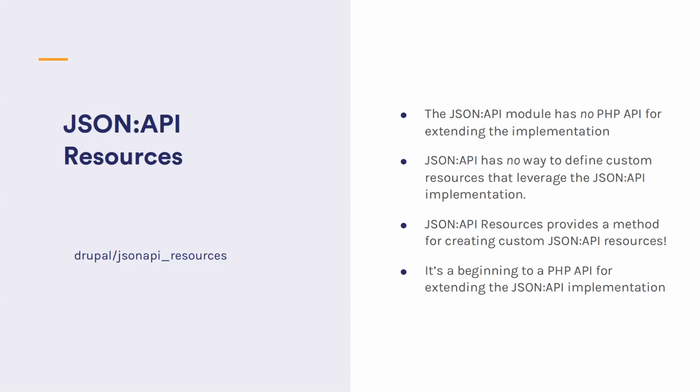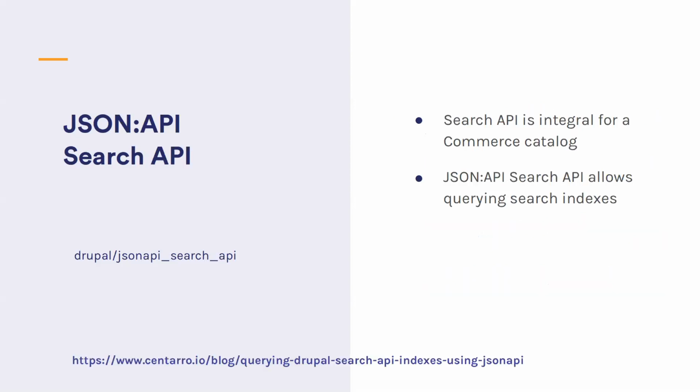Currently, the JSON API module has no PHP API for extending the implementation, which was kind of a roadblock for us because we didn't want people to have to work with our Drupalisms over an HTTP API. So the JSON API resources module provides a method for creating custom resources and helps flush out what the PHP API will be for extending Drupal's JSON API implementation.